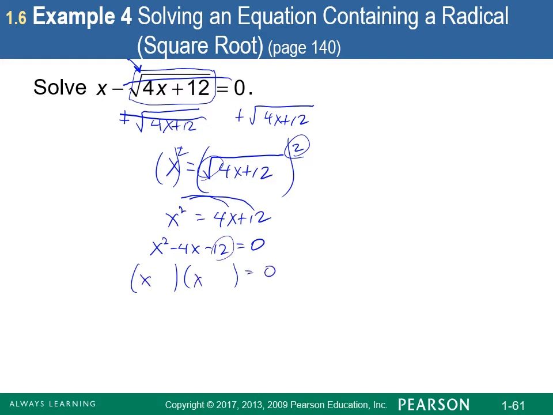Two things that multiply to give a 12 and subtract to give a 4 would be 6 and 2. That minus tells us they have to have opposite signs with a negative on the larger. So we set each of those equal to 0 and finish solving.